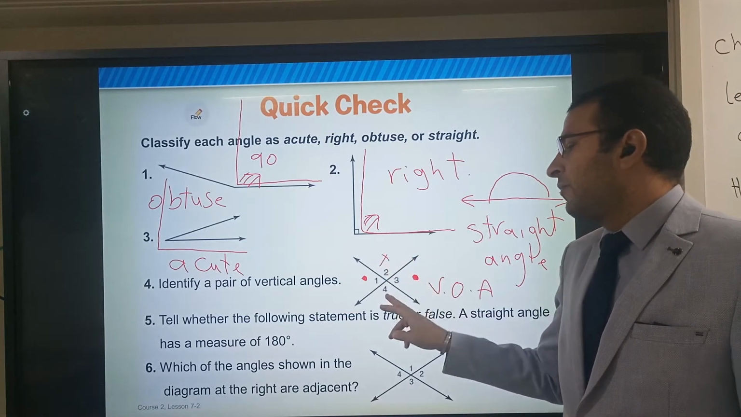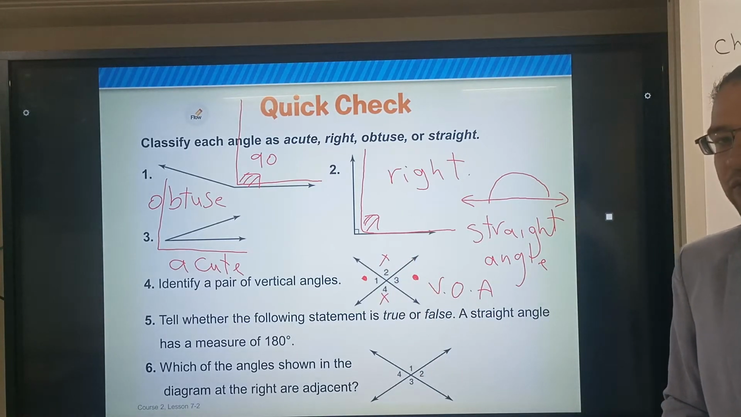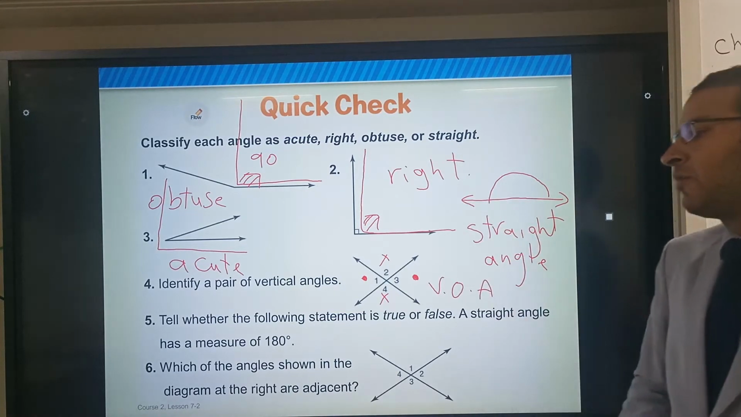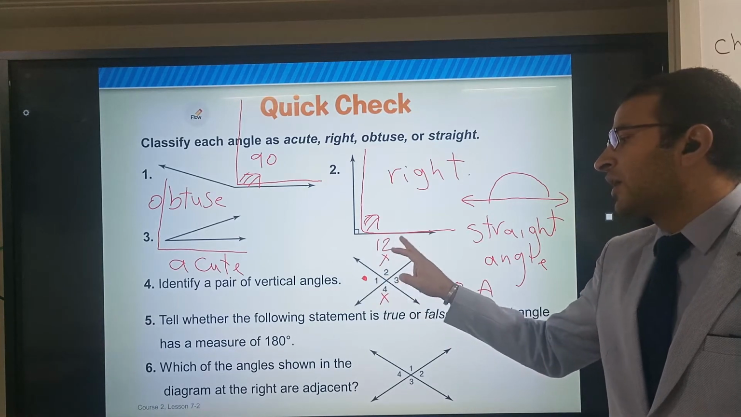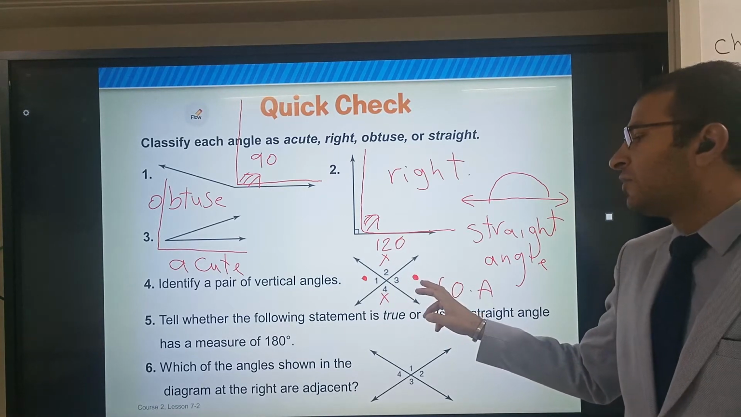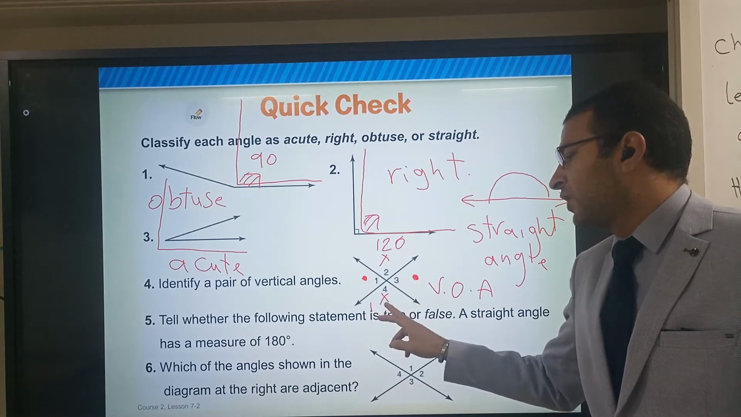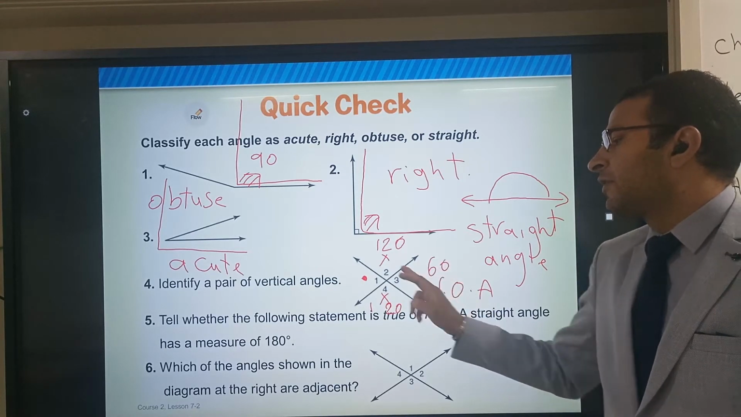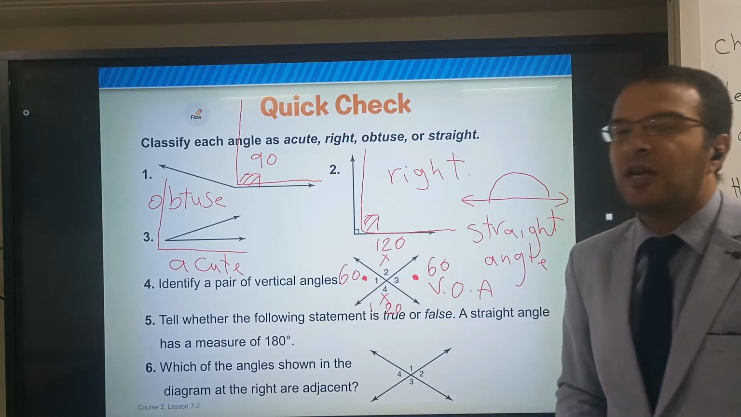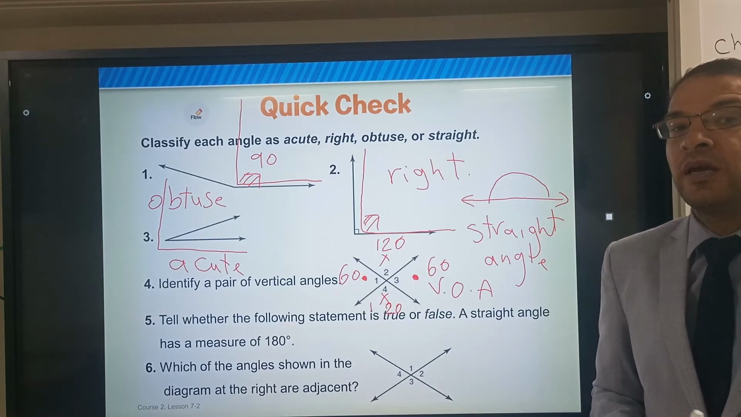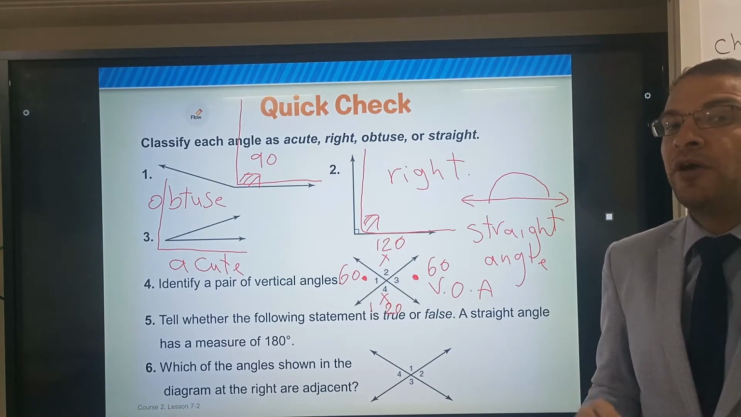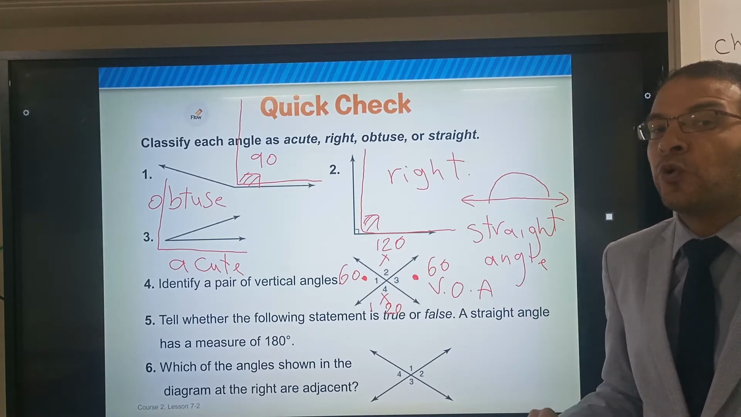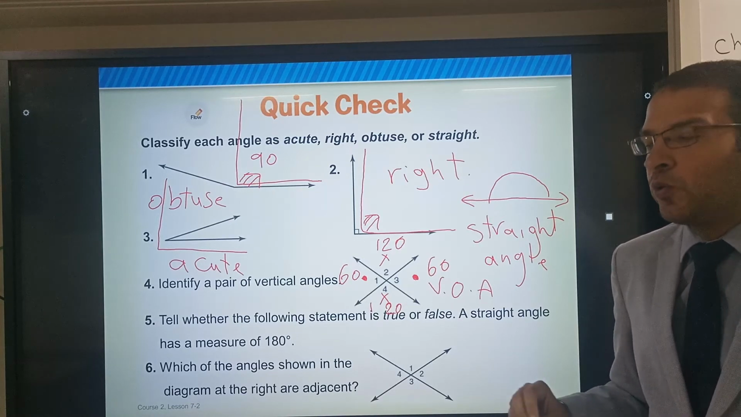And these two angles, the pair of angles 2 and 4, are equal in measure. Why? Because they are vertically opposite angles. So if the measure of this angle is 120, the one down here will be 120. And this angle, for example, is 60, so this one will be equal to 60 by vertically opposite angles. Vertically opposite angles are a pair of angles that are equal in measure, or we can say they are congruent.